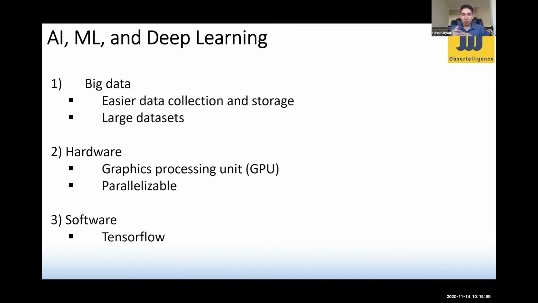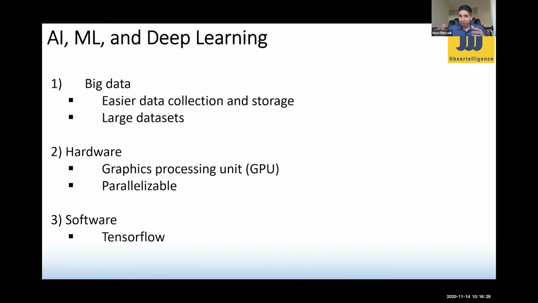Well, the reason for that is, one is big data. We now have large data sets. We have easier data collection and storage techniques, right? We have big data. And when you have a lot of data, these deep learning algorithms become so powerful. So now that we are starting to track and store and have a lot of data, these deep learning algorithms really become very powerful. So big data is number one.